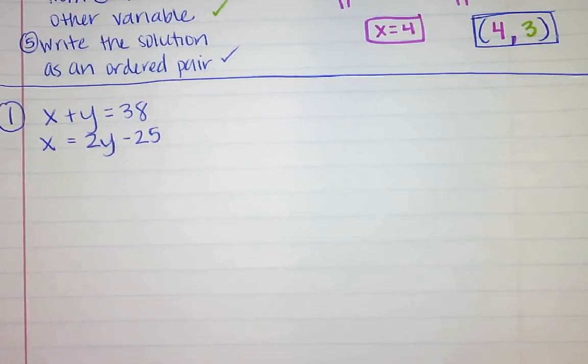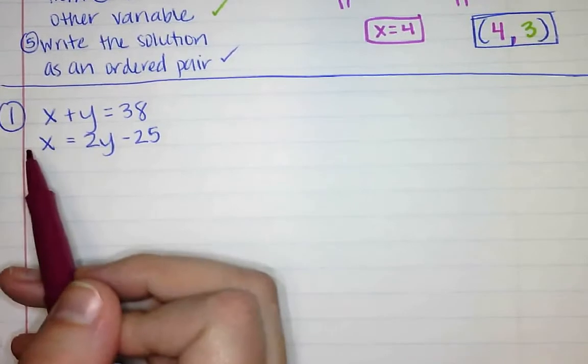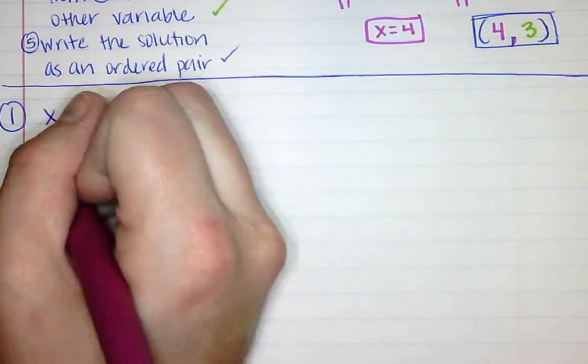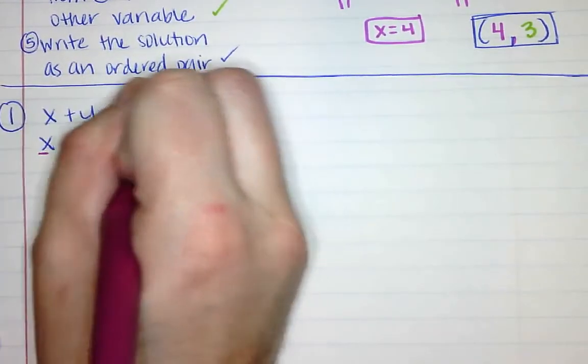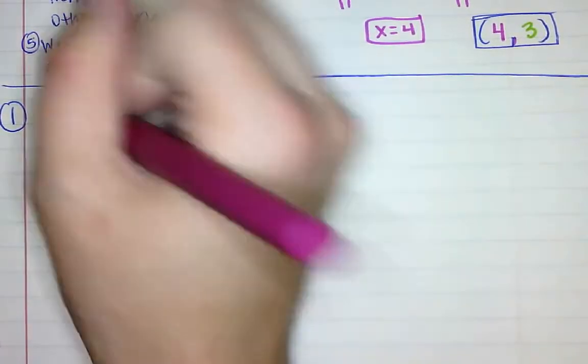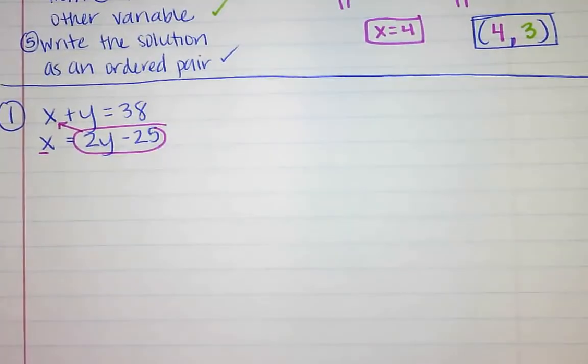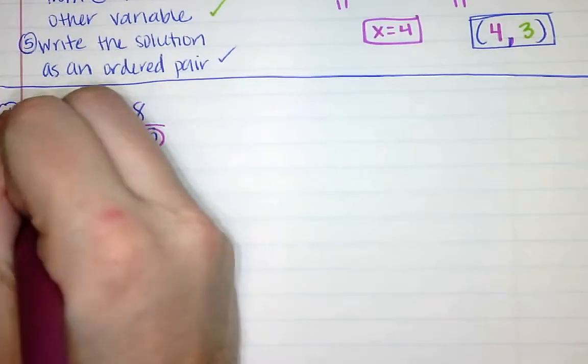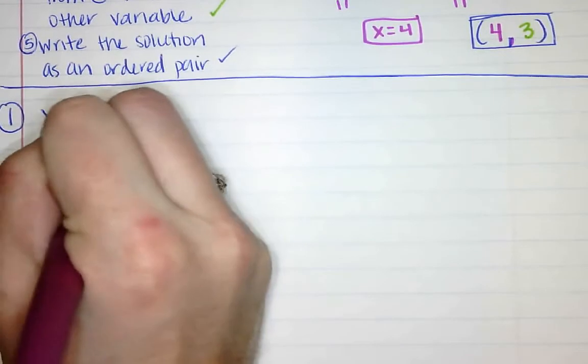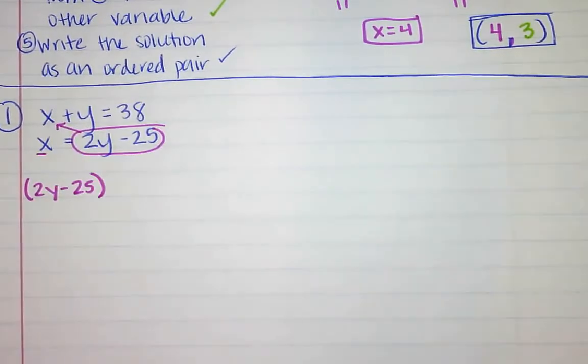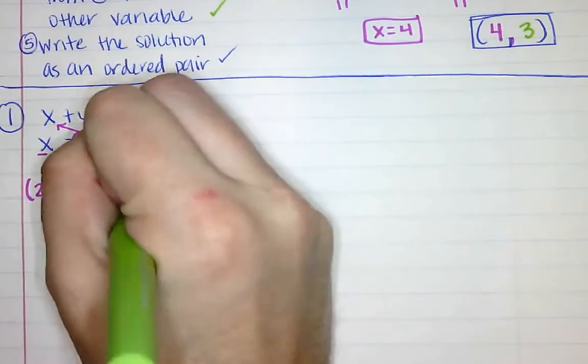But this time we don't have a y equals. What do we have? X is equal to this 2y minus 25. So we're going to plug it in for that x there. Do y'all feel good about that? So this is going to become 2y minus 25 plus y is equal to 38.